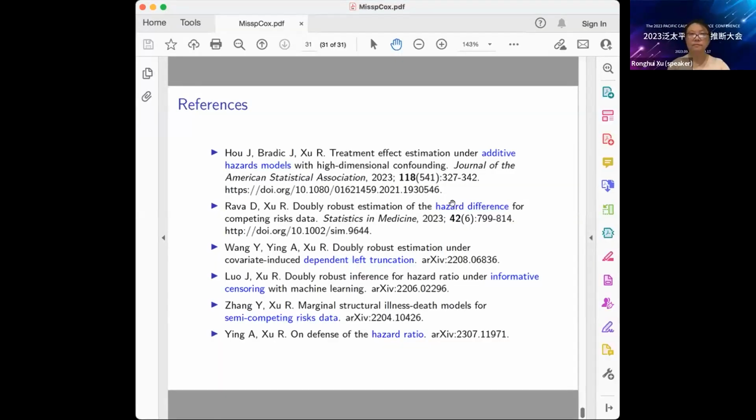Professor Xu, since you mentioned informative censoring, what is your general comment when we apply survival analysis? Most of the situations I have met, although we assume non-informative censoring, in most cases there is actually some informative censoring there.